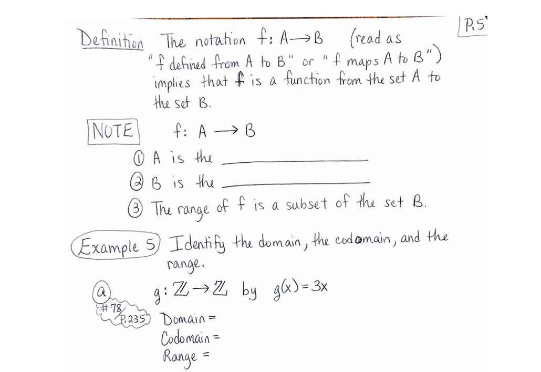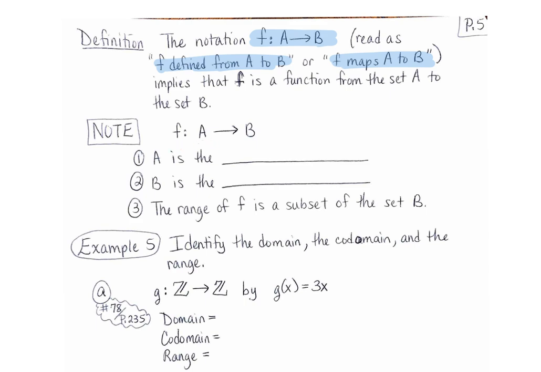Suppose A and B are sets. F, this notation, right now we're introducing notation. This notation here is read as F is defined from A to B, or F maps A to B. I'll typically say F maps A to B. This implies that F is a function from the set A to the set B.